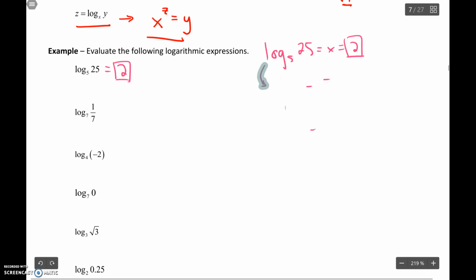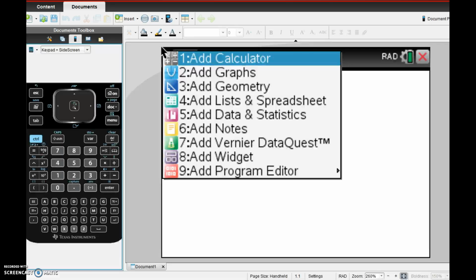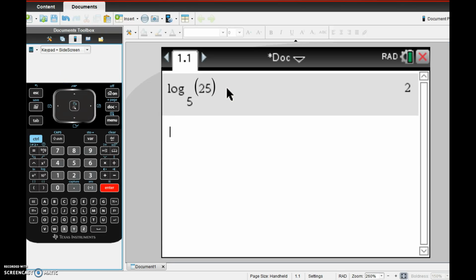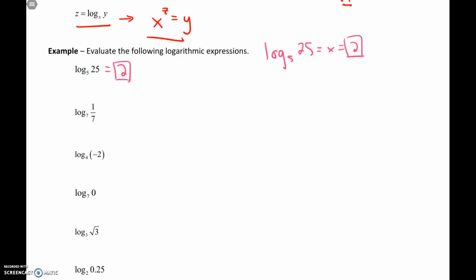Maybe just to verify on the calculator that it works. Let's see if the log base 5 of 25 is in fact equal to 2. So we're going to go control, log. Let's see if the log base 5 of 25 is in fact equal to 2? Of course it is.